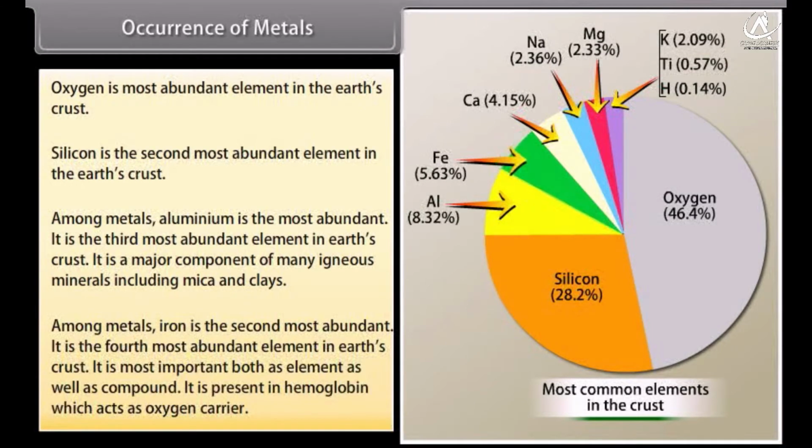Among metals, iron is the second most abundant. It is the fourth most abundant element in Earth's crust. It is most important both as an element as well as in compounds. It is present in hemoglobin, which acts as an oxygen carrier.